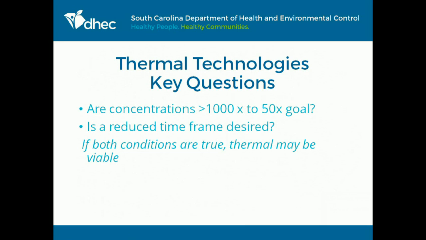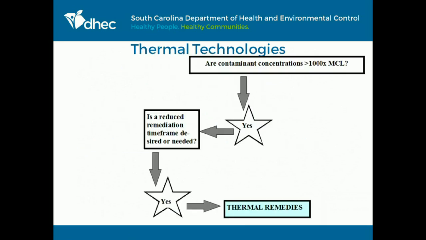And part of this is on page 8 of the decision tree. And as I said, it's not going to look exactly like you're seeing it in the decision tree because I'm trying to make it understandable in this presentation, and I can't fit everything on one slide that's on one 8.5 by 11 piece of paper. So I broke it into pieces. This shows the questions that I just mentioned. Are constituent concentrations greater than 1,000 times the MCL? If yes, is a reduced remediation time frame desired or needed? Yes. Then the decision tree is going to direct you to a thermal technology.